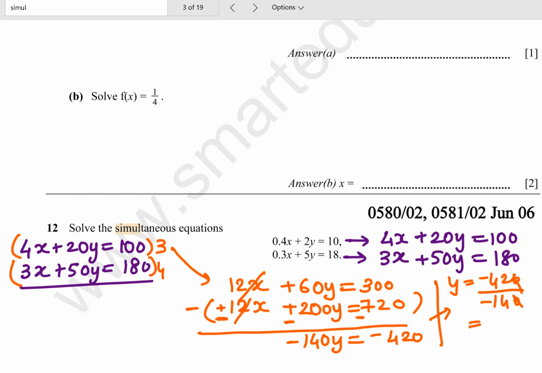So 0 0 gets cancelled, 14 3s are 42. So you have y equals 3. So you found y equals 3. Now you're going to do what? You're going to substitute in one of the equations.